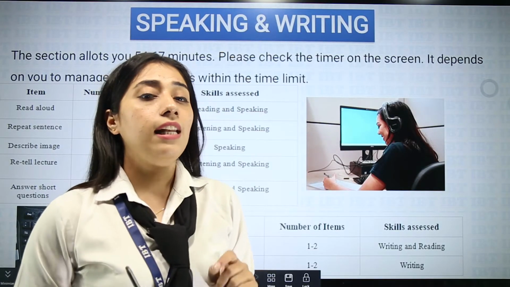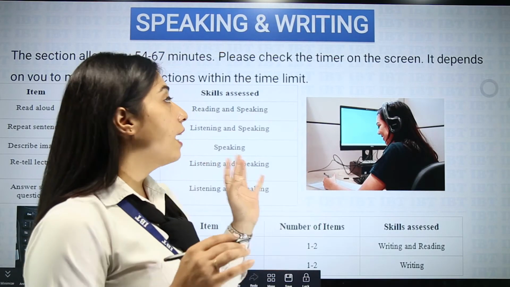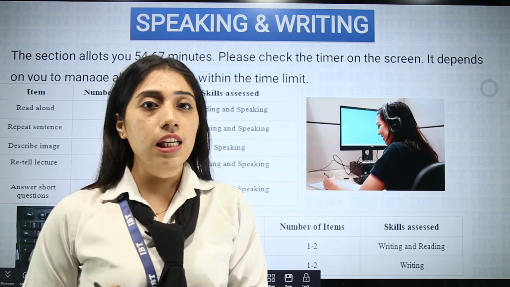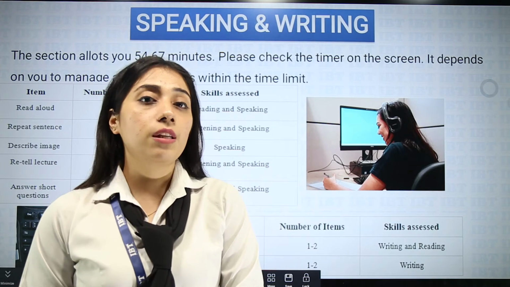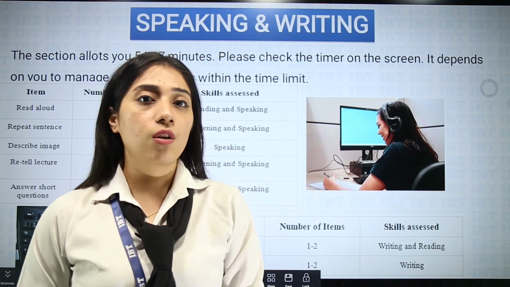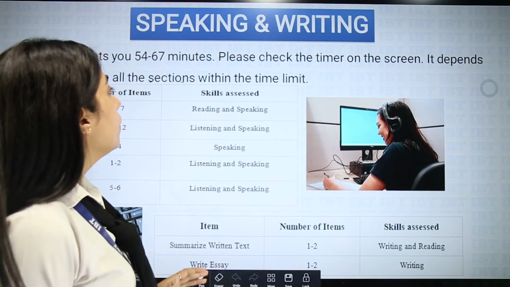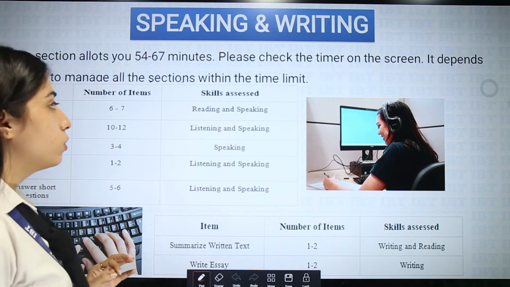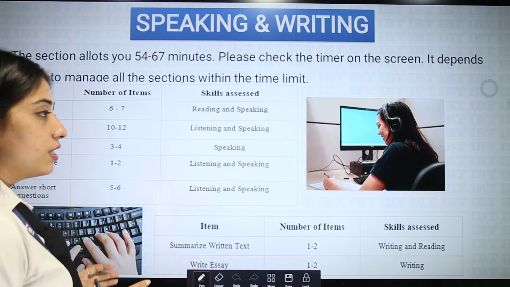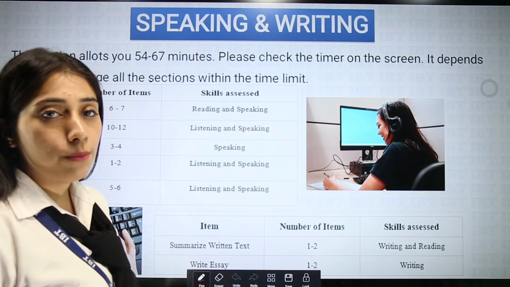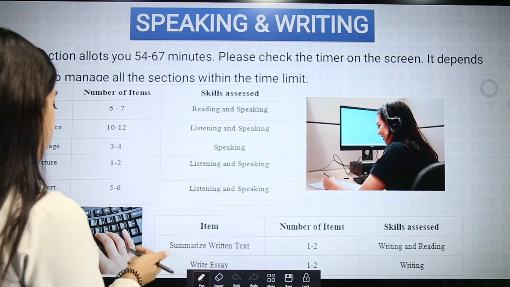So first of all, let's understand the speaking and writing module. This is the most important module, as in PTE, speaking is considered to be the backbone. As long as you excel in your speaking, half of your target is already set. So in speaking and writing, you will get a total of 54 to 67 minutes and there will be a total of 5 different types of questions in speaking and 2 different types of questions in writing that you have to attempt. So the first question is Read Aloud.